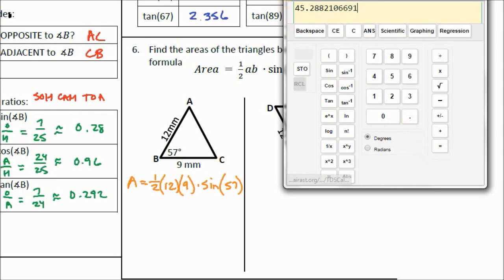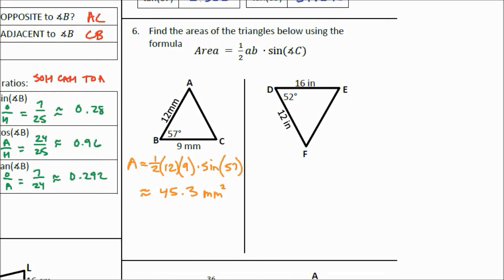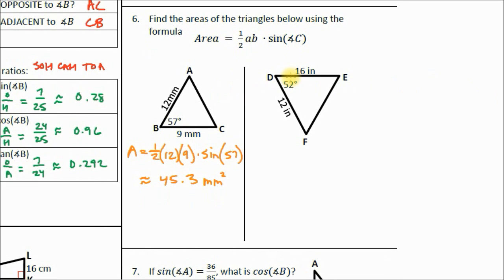We've got 45.28, so we can round that to 45.3. So area is equal to, oops, let's make that approximately 45.3. And our unit of measure is, remember with area, it is squared, millimeters squared. So that's all there is to it. Let's do the next one. How do we find the area of this triangle?